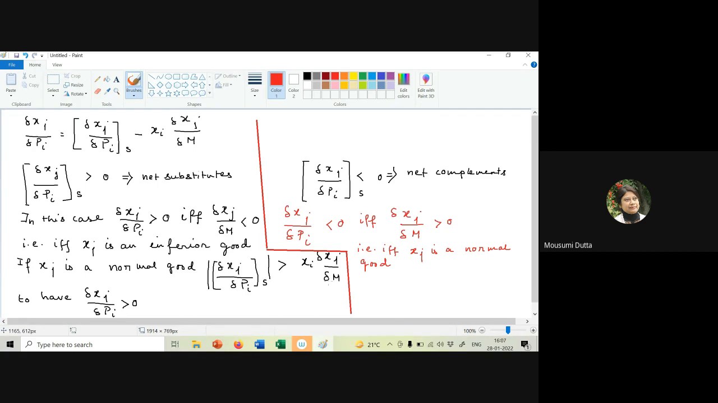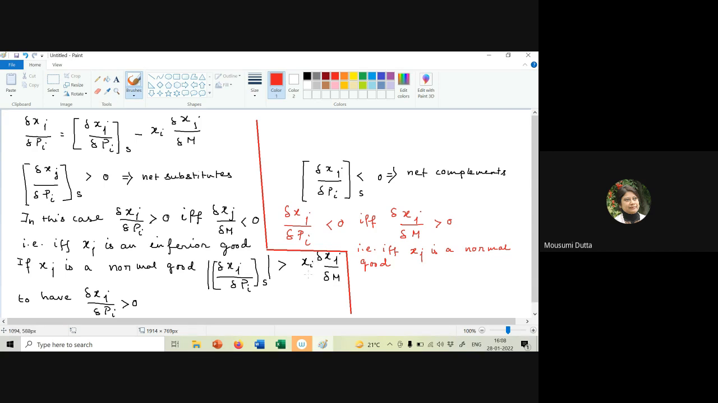Next, however, if xj is an inferior good, then ∂xj/∂pi will be less than 0.